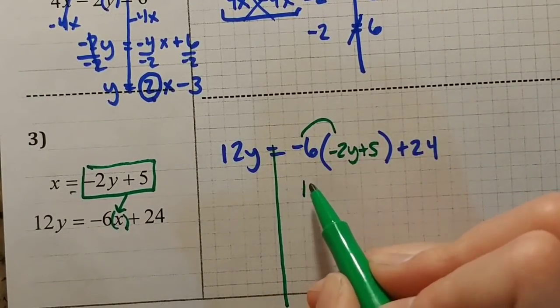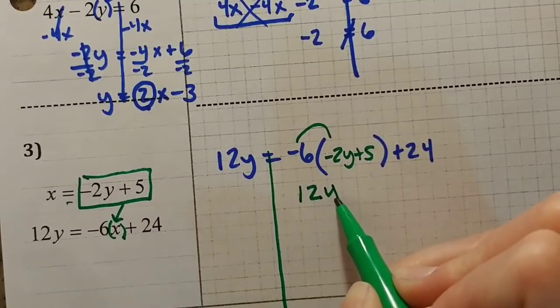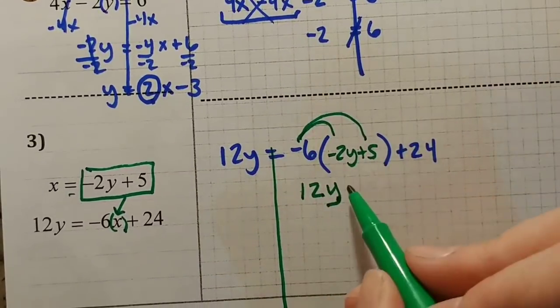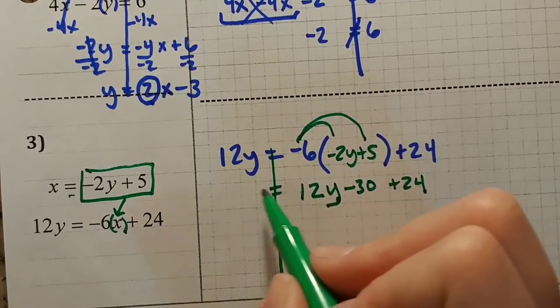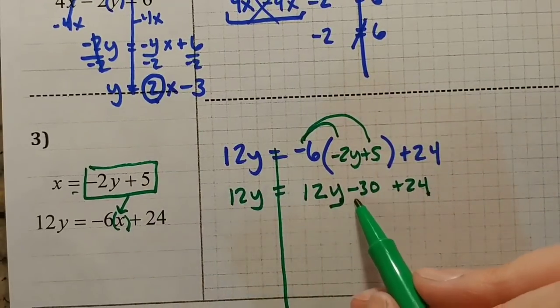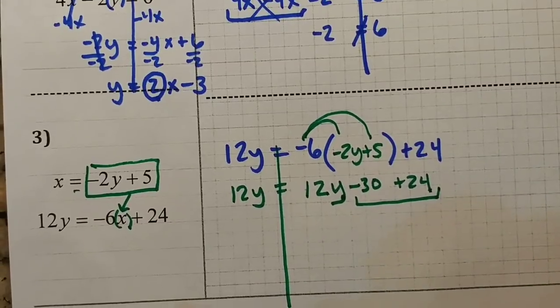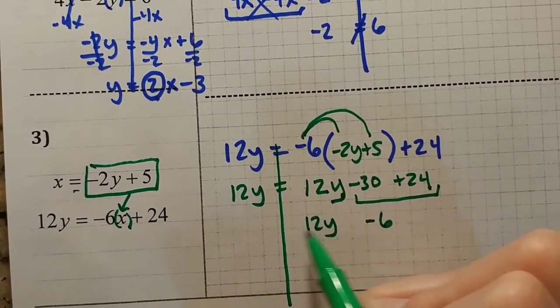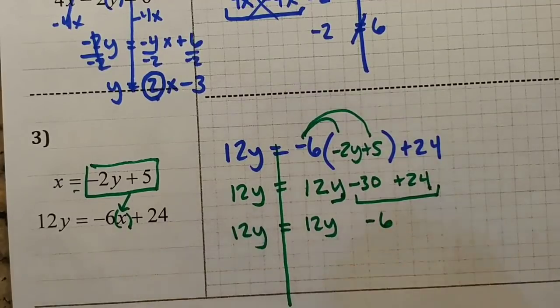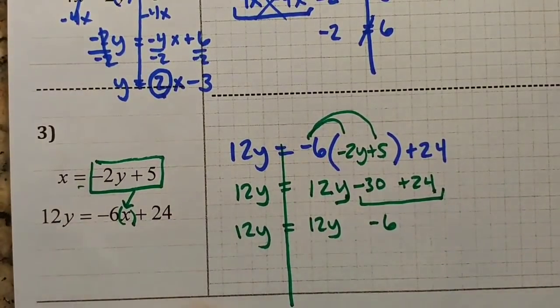Negative 6 times negative 2, 12. Negative 6 times 5. Looks like I can clean up this side a little bit by combining like terms. Negative 30 plus 24 is negative 6. Okay, take a look at what we have here. We have a 12y on both sides.